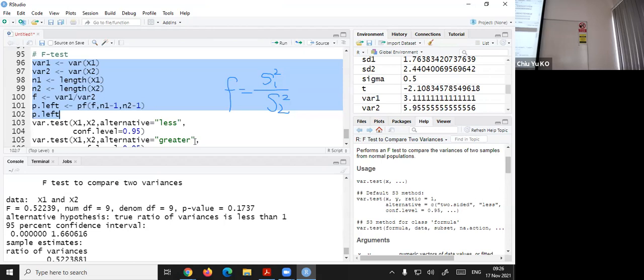Okay, so let's break for 5 to 10 minutes. Then we will do the Anova. Then we will talk about some regression. Okay, let's break.